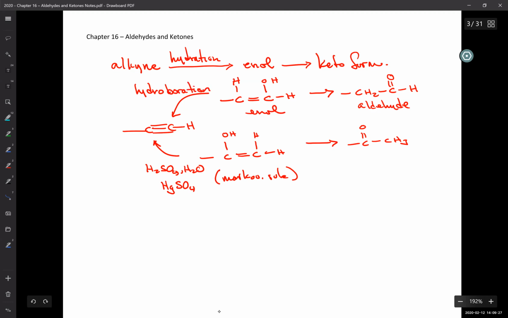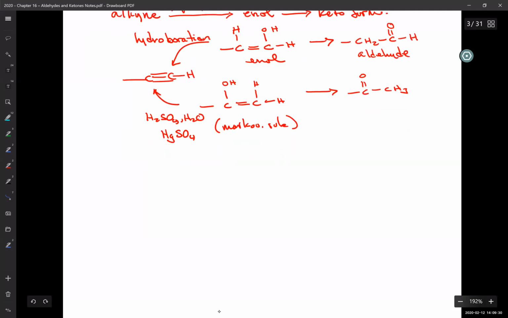Now with alkynes, hydroboration, kind of a summary real quick. You learned it as BH3, then H2O2. BH3 is the first step. The second step is H2O2 and water, and you need a strong base, probably OH minus.